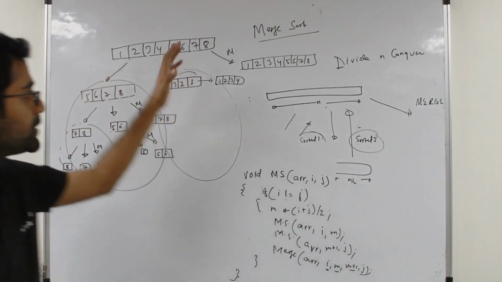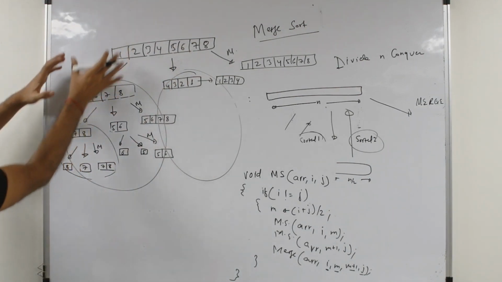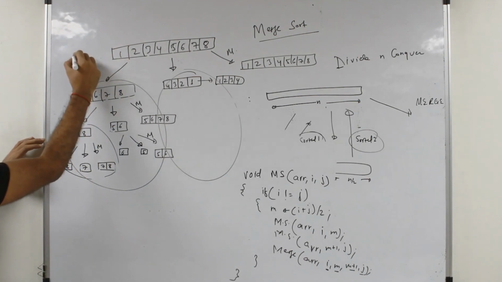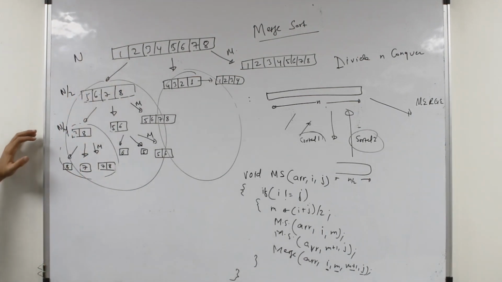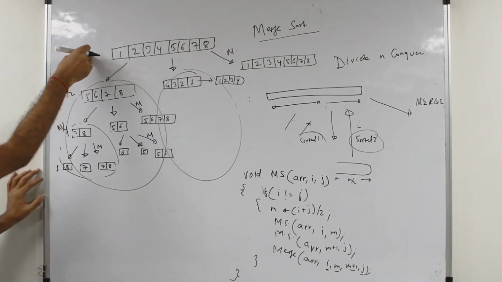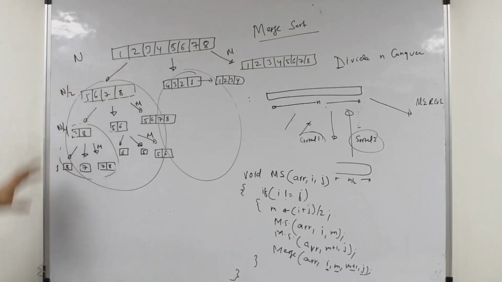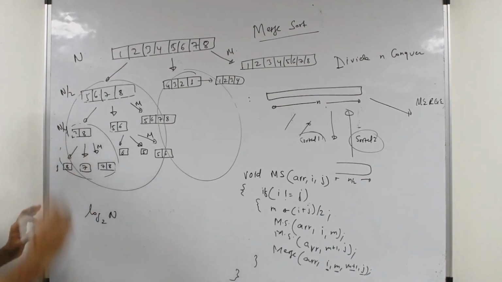So now let's discuss the time complexity. You can see that at every level, the size is getting halved. So how many levels will be there? In the last level, there is only one element. And since this is going from n to n by 2, n by 4, n by 8 and so on, the number of levels would be log of n base 2.